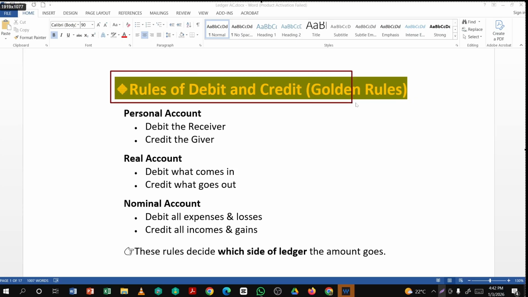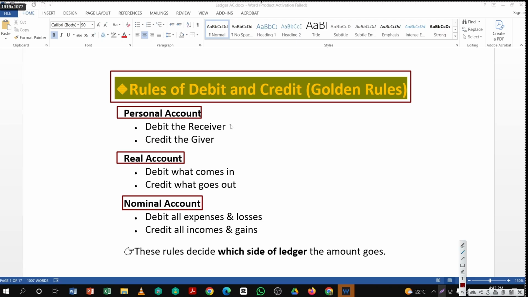Now, golden rules of accounts. In accounting there are three golden rules. One is personal account, second is real account, and third is nominal account. In a personal account, debit the receiver and credit the giver. In a real account, debit what comes in and credit what goes out. In a nominal account, debit all expenses and losses and credit all income and gains. These rules decide which side of the ledger the amount goes.